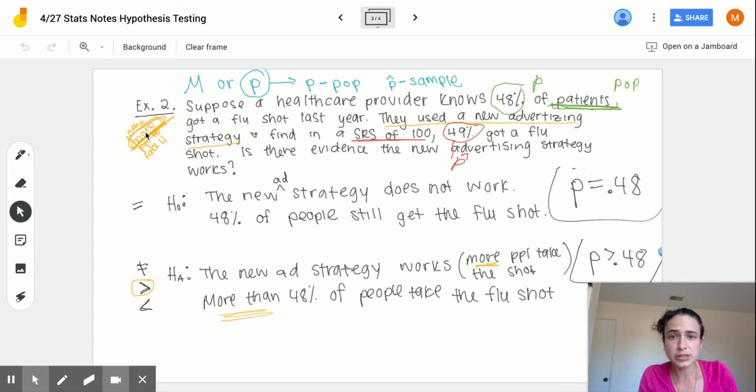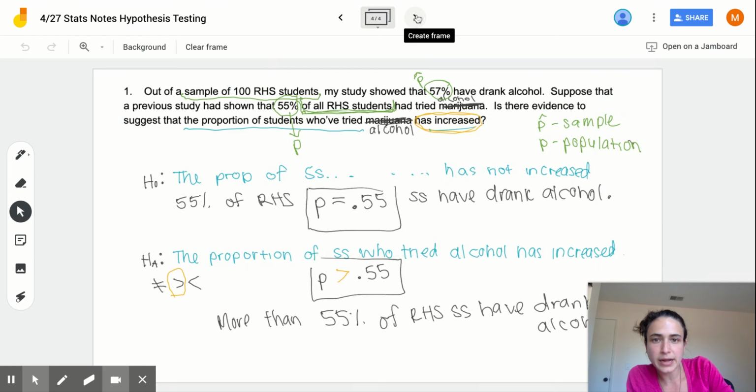If you guys are good, you can stop there. Otherwise, we did one more example right here. So again, it's about identifying your p-value, your p-hat, and then also figuring out what your two hypotheses are going to be. So you guys can read through this one here. This is about the first problem that we did.